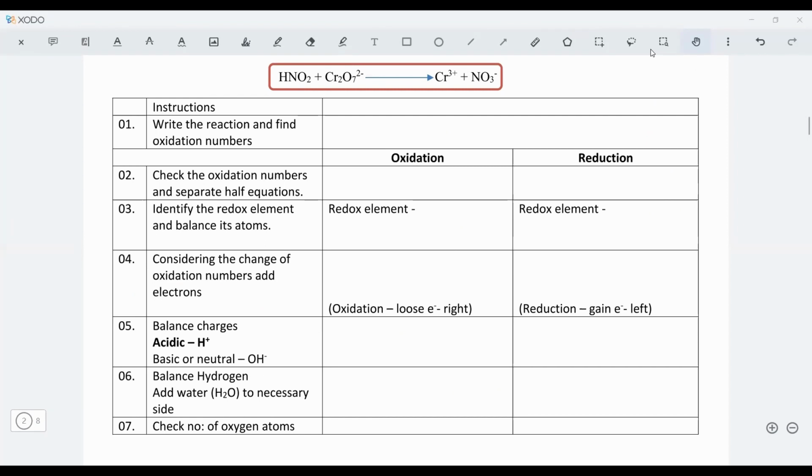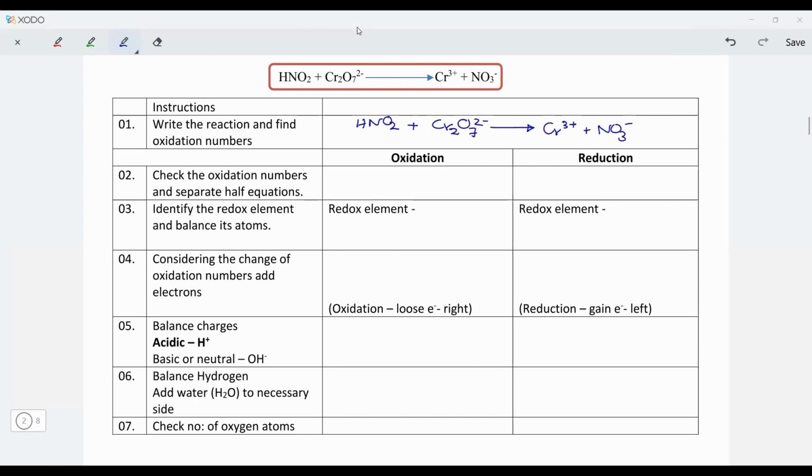Okay. Now let's try to balance this reaction, which is also in acidic medium, right? This is our second example for acidic medium. So as they instructed in the first step, we need to write the reaction and find their oxidation numbers. Now I assume you are familiar with finding oxidation numbers. The oxidation numbers of these entities will be: here nitrogen will have plus 3 oxidation state. Here you have 2 chromium atoms, but if you use the mathematical method, you will get the oxidation number of 1. And I will show you how you are getting that.